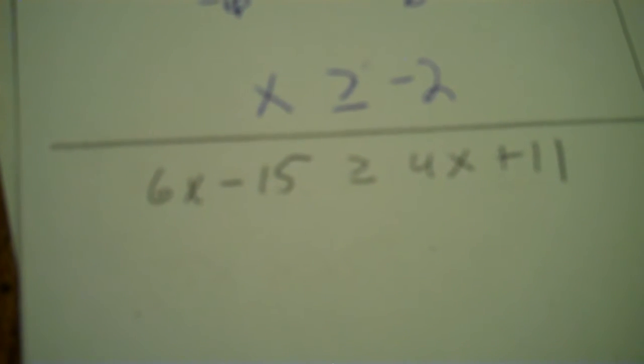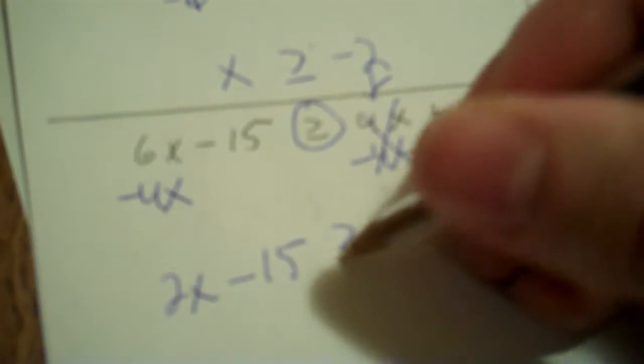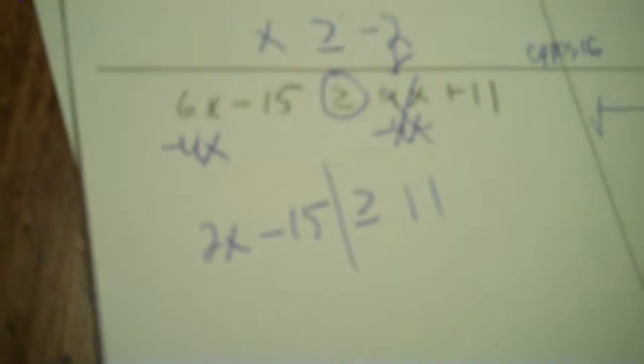6x minus 15 greater than or equal to 4x plus 11. Well, there's two different x's. So we have to take care of that problem first before you make your wall. So they're on opposite sides of the inequality, so we pick one of them to take out. I'll pick the 4. So 2x minus 15 greater than or equal to 11. Now I can solve it.